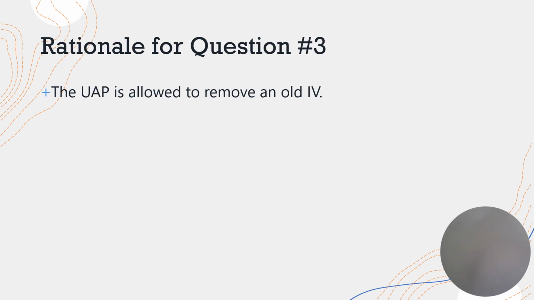This is the rationale for question number 3. The UAP is allowed to remove an old IV. Just need to make sure that when they are taking the Tegaderm off and they pull the IV out of the patient's arm, they need to inspect the catheter to make sure it's intact. If it's broken off, then that could be a signal that a piece of it is inside the patient's skin.